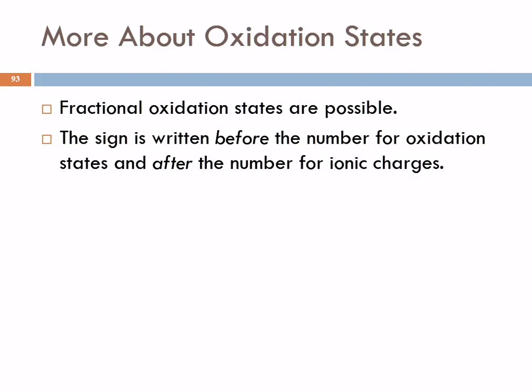Two more comments. Fractional oxidation states are possible. This is a made-up concept. It's not an ionic charge, and so you can have like a +1/2 or a -1/2 oxidation state. You can't have a +1/2 ionic charge. And we write the sign before the number for the oxidation states. We write it after for the ionic charges. I am not going to nail you on that on anything, but that's how we do it. And so if you're like, why is the minus sign before here and after there? This is why. Because we want to indicate that these are a little different.